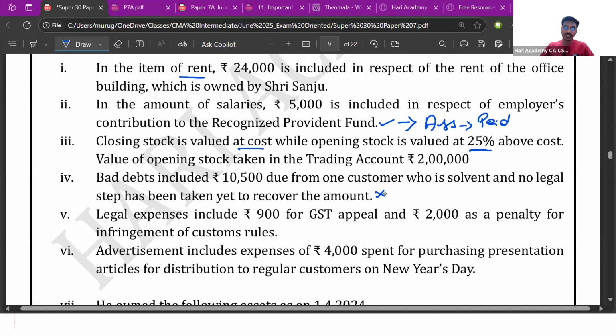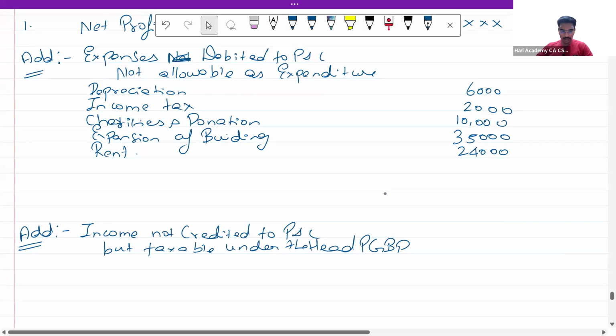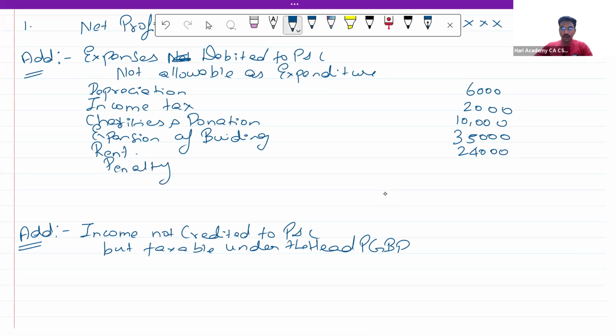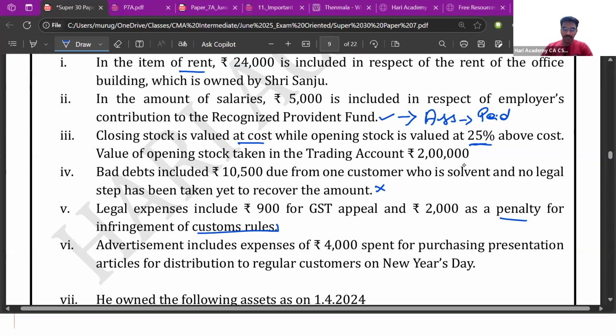Next, legal expenses include rupees 900 for GST appeal and 2000 as penalty for infringement. Any penalty for infringement of anything is disallowed expenditure under section 37. This is a new amendment, so this has to be added. This penalty of rupees 2000 has to be added.